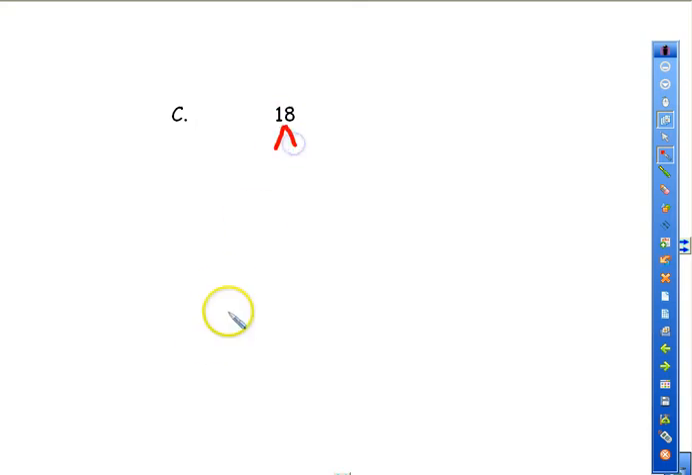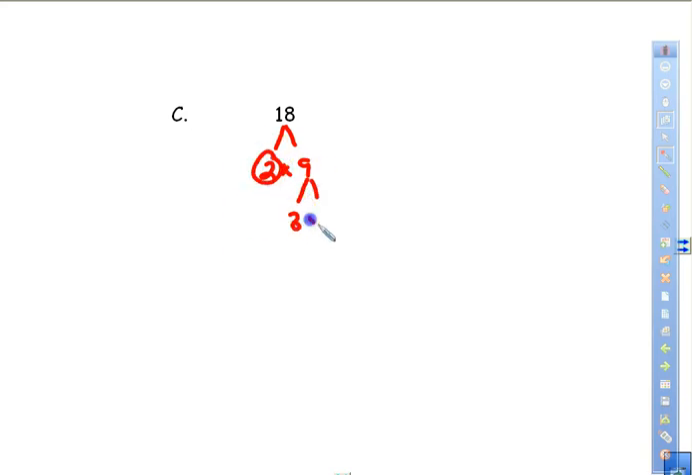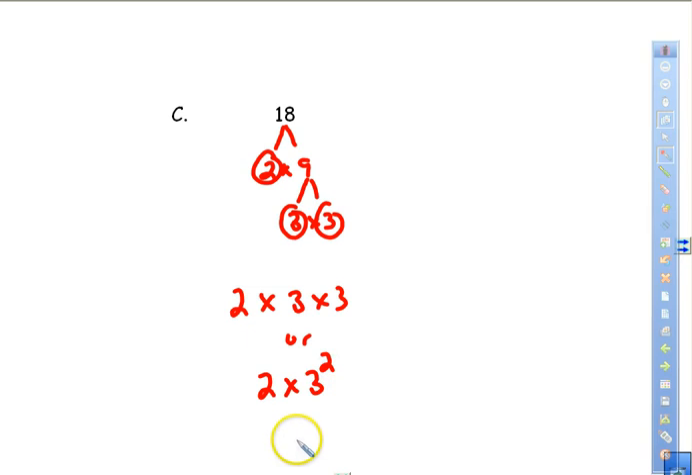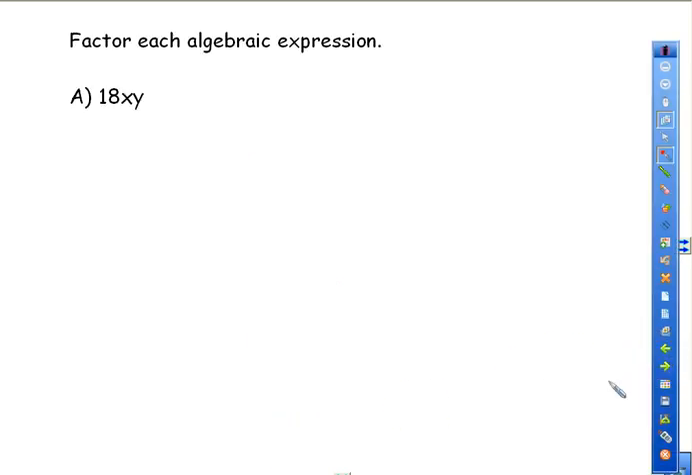So this one we're going to break down by using 2 times 9. You might have used 6 times 3. That works as well. 2 is prime, so now 3 times 3 gives me 9, and those are both prime. So my answer to this would be 2 times 3 times 3, or you might have had 2 times 3 to the second power. Okay, let's look at our next one.